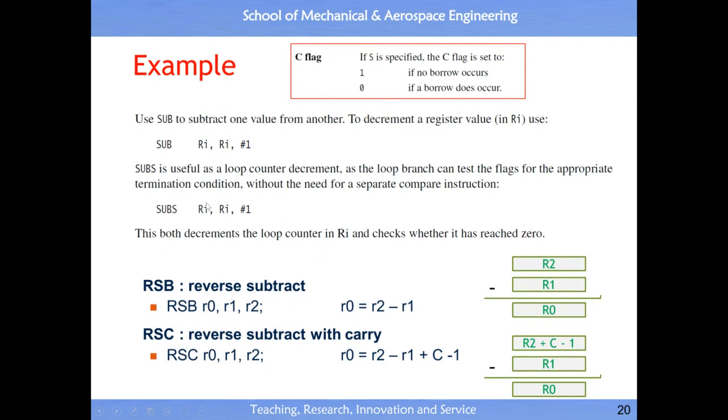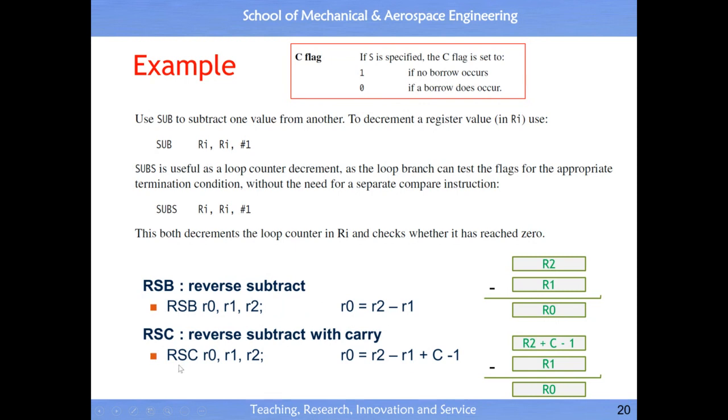Okay. And there is a variation to the SUB. We call it RSB. This is a reverse subtraction. Reverse subtraction means instead of doing R1 minus R2, we do, in this case, R2 minus R1, and write the result to R0. So it's a reverse subtraction, okay?